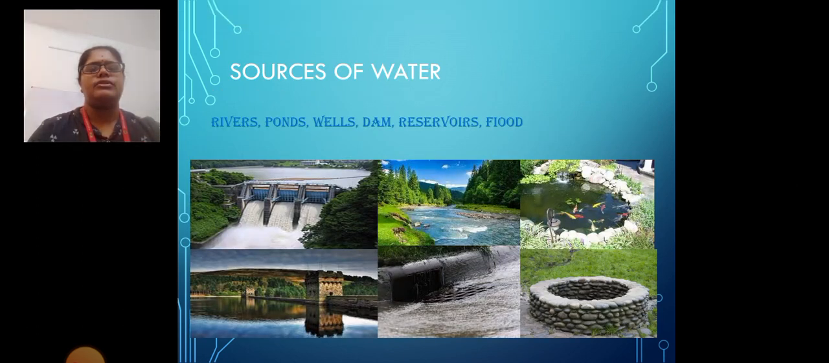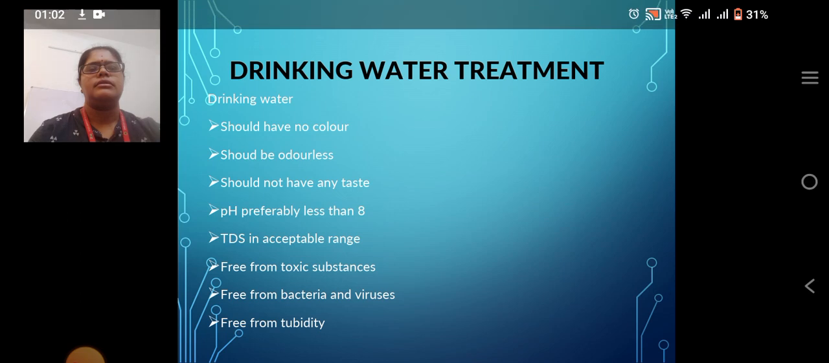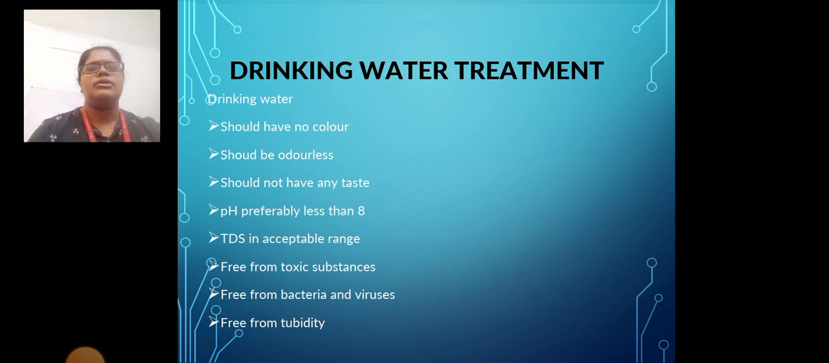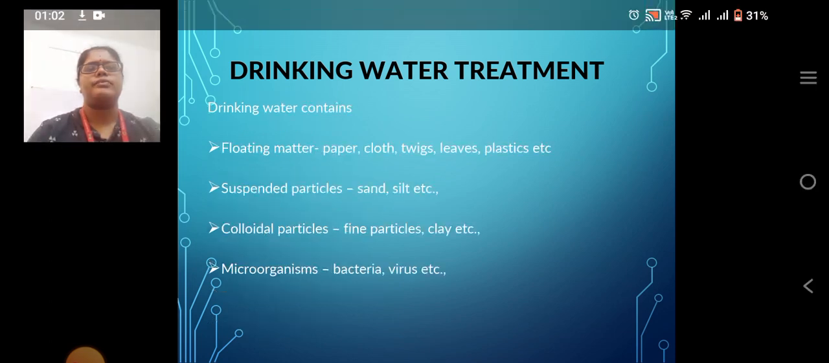You have different sources of water like rivers, ponds, wells, reservoirs, flood. So drinking water should have no color, should be odorless, should not have any taste, pH preferably less than 8. TDS, total dissolved solids, should be in the acceptable range. Then it should be free from toxic substances, free from bacteria and viruses, and also should be free from turbidity.